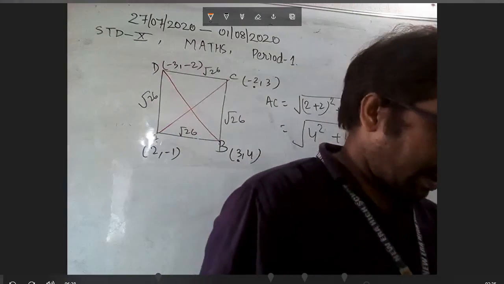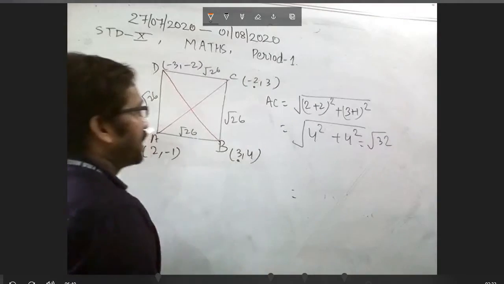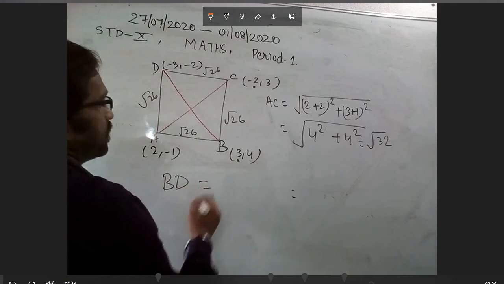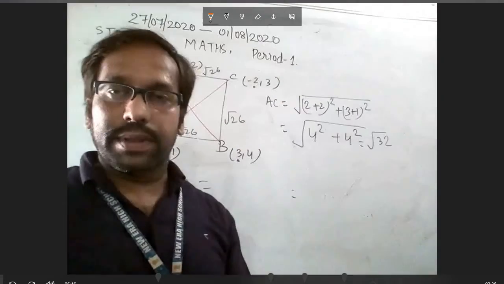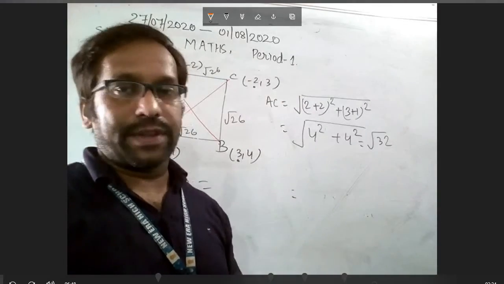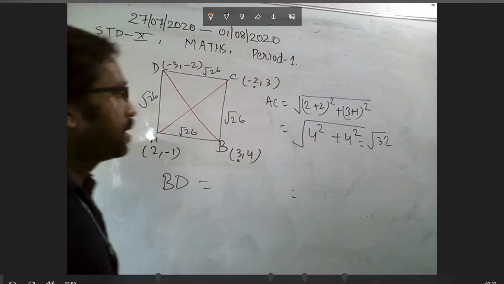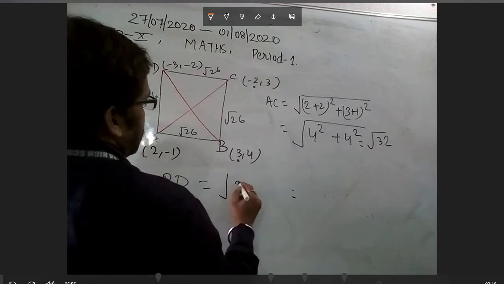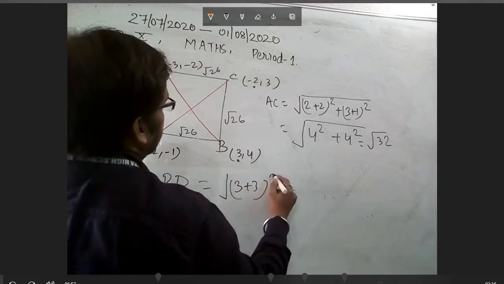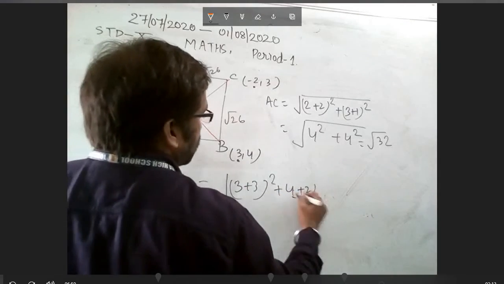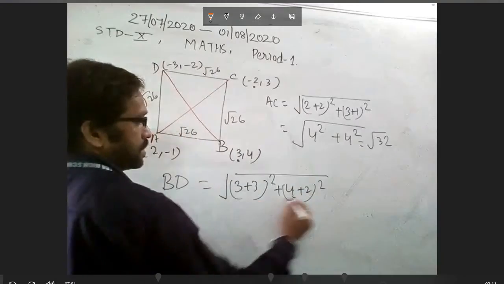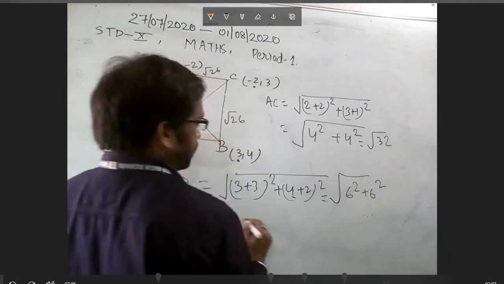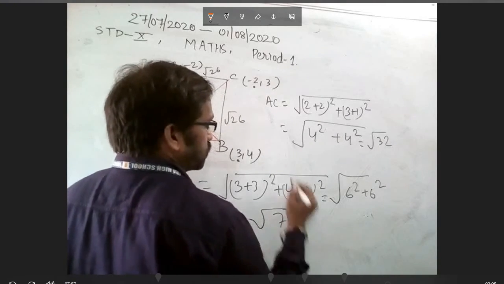Okay, that second one, BD, should not come under root 32. If it comes under root 32, it will become a square. So let us see what BD is coming here. BD uses the same distance formula, and that is minus 3 plus 3 whole square plus 4 plus 2 whole square, that is 6 square plus 6 square under root, that is under root 72. Okay, so under root 72 is here.